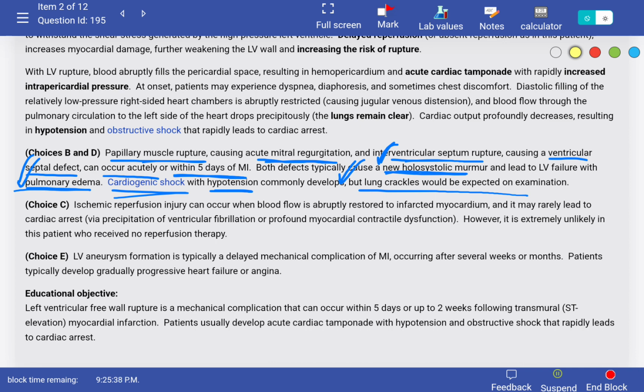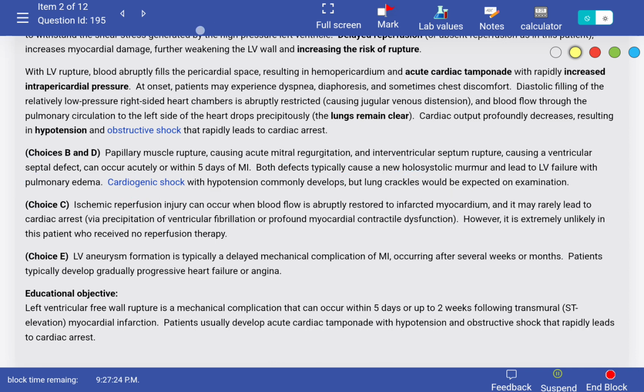Then why not option C? Ischemic reperfusion injury can occur when blood flow is abruptly restored to infarcted myocardium, and it may rarely lead to cardiac arrest via precipitation of ventricular fibrillation or profound myocardial contractile dysfunction. However, it is extremely unlikely in this patient who received no reperfusion therapy. Okay, why not option E?